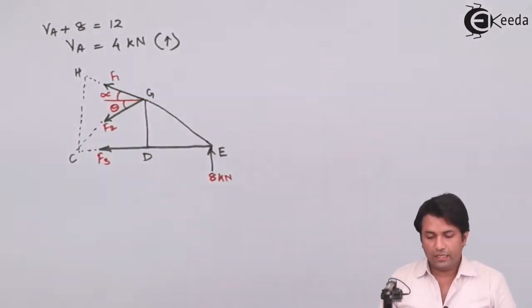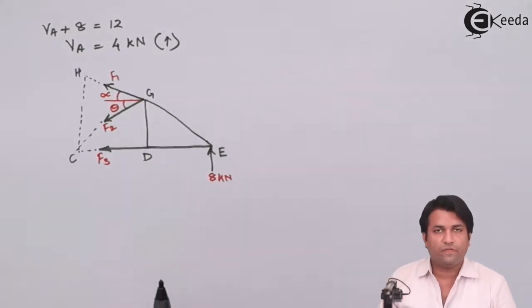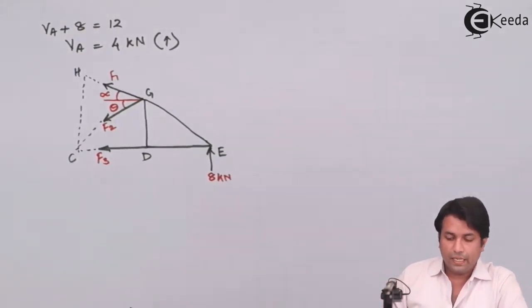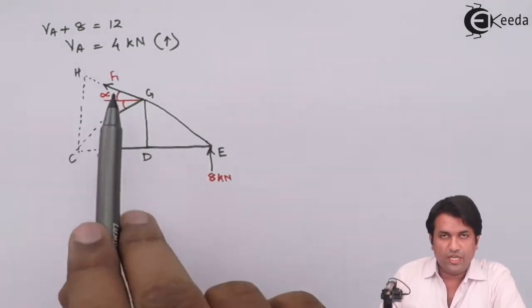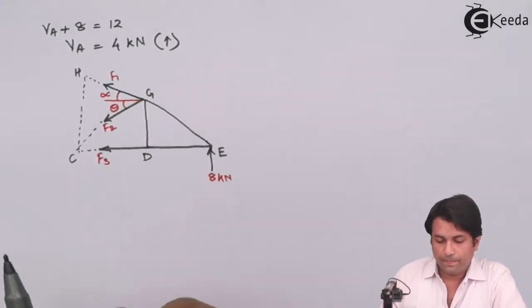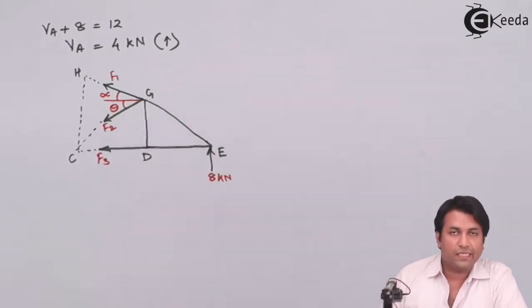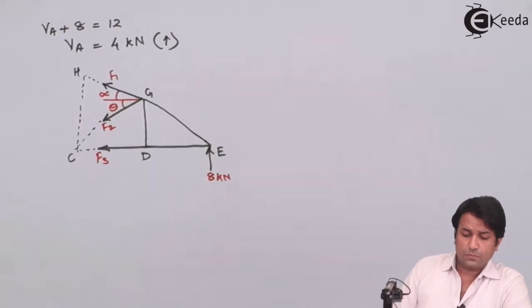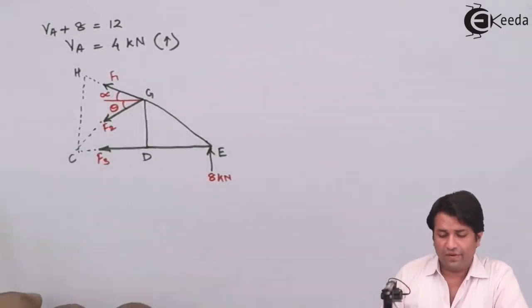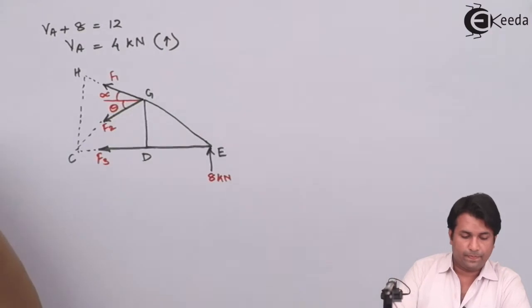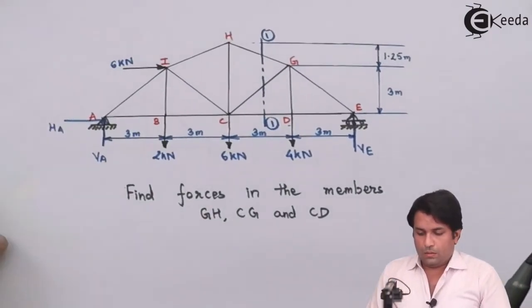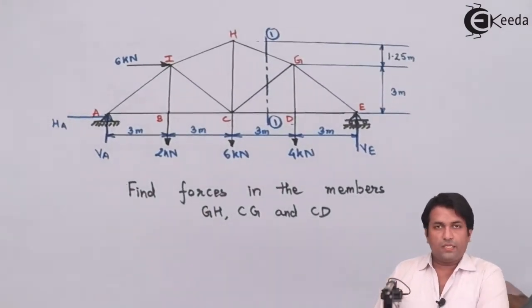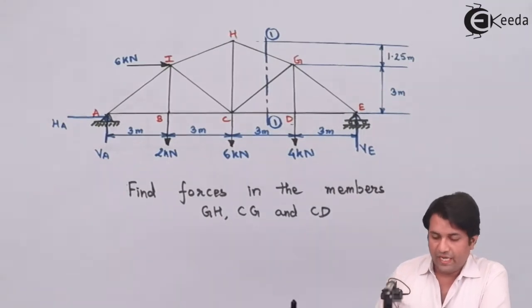Now, I have drawn the right side part of the truss. You can see that for the member GH, I have labeled the force as F1, CG I'm calling F2, and CD I'm calling F3. Now I need to find out this angle alpha as well as theta. If you look at the original example, the dimensions are given to us. We just need to calculate the angle.